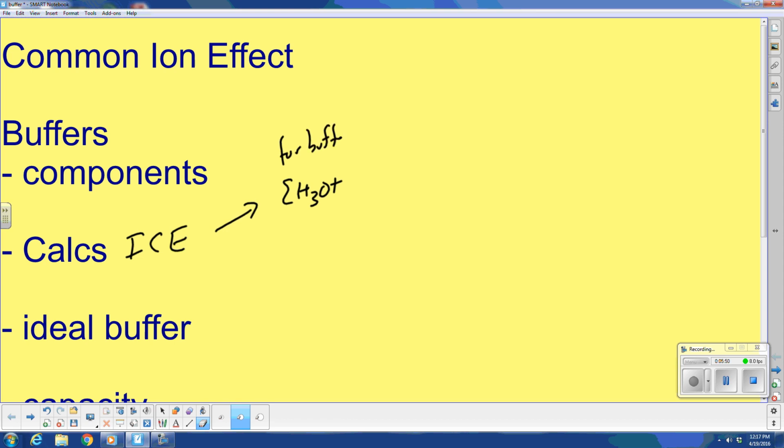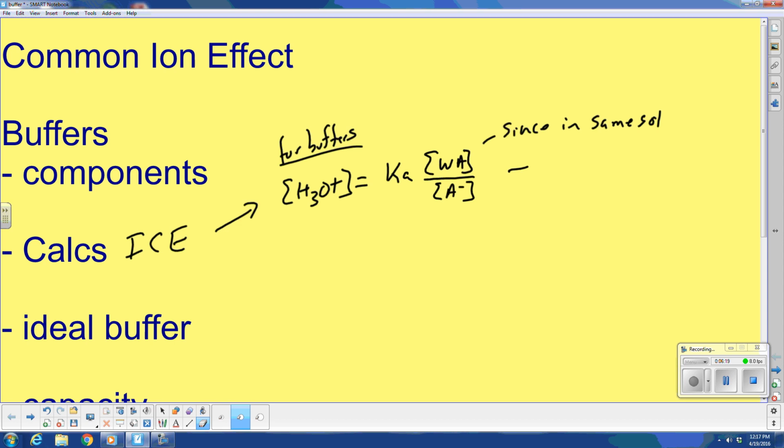This is 4 buffers. All right. The concentration of my hydronium equals Ka, concentration of my weak acid, over the concentration of my conjugate base. Now, since they are in the same solution, then quite many times we can look at this as being equal to Ka times moles of the weak acid over moles of your conjugate base. Because they both have the same volume, the volumes will cancel out.